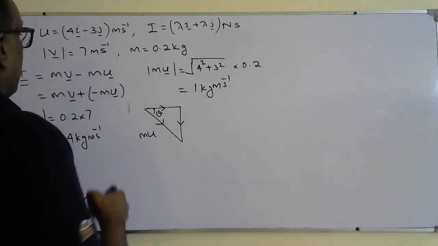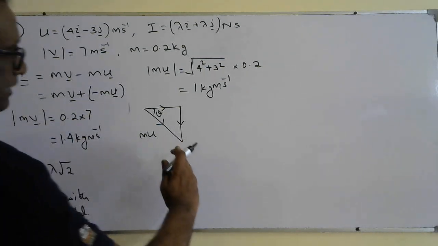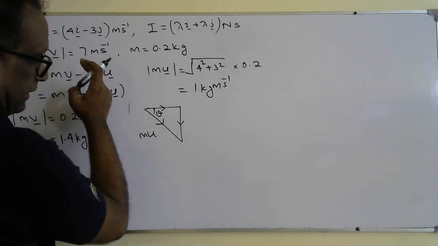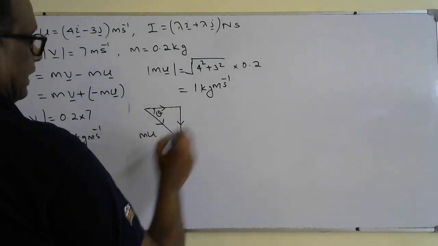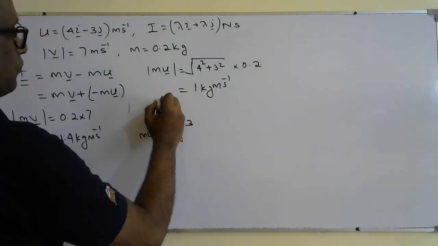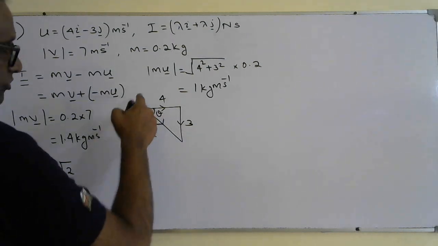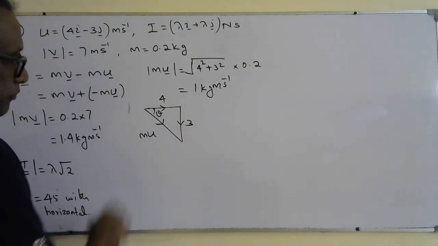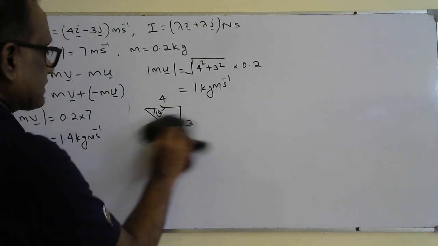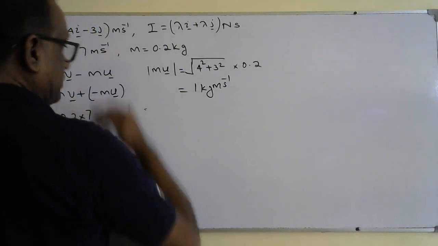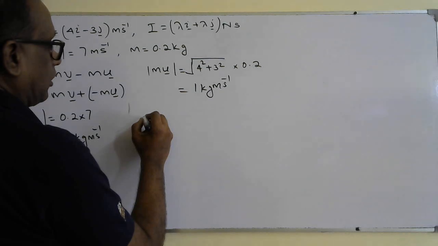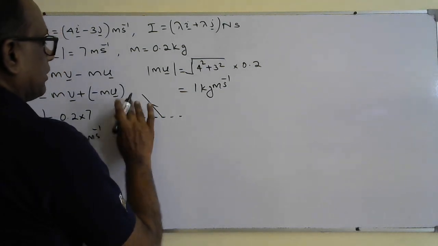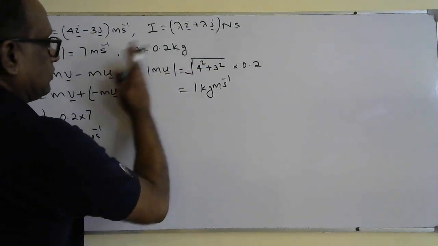But we are going to add minus mu. So minus mu is along this direction. Mu is along this direction, minus mu this direction. Anyway, we'll find the theta. So theta is tan inverse 3 over 4. You will get 36.87 degrees. So mu is along this direction, minus mu is the opposite direction, along the horizontal line. This is the direction of minus mu.